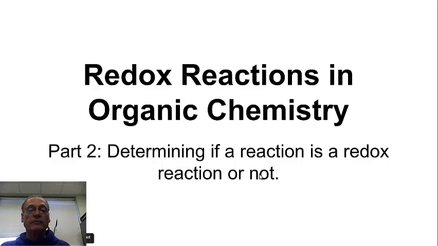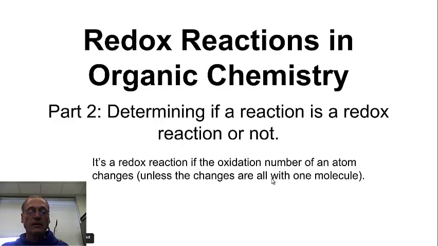Welcome to part 2 of my talk on redox reactions in organic chemistry. In this part, I will be talking about how you determine if a particular reaction is a redox reaction or not, once you've assigned oxidation numbers to all of the atoms. In the previous part, part 1, I talked about how you assign oxidation numbers, so I'll assume you know how to do that. So how do you determine if a reaction is a redox reaction or not?